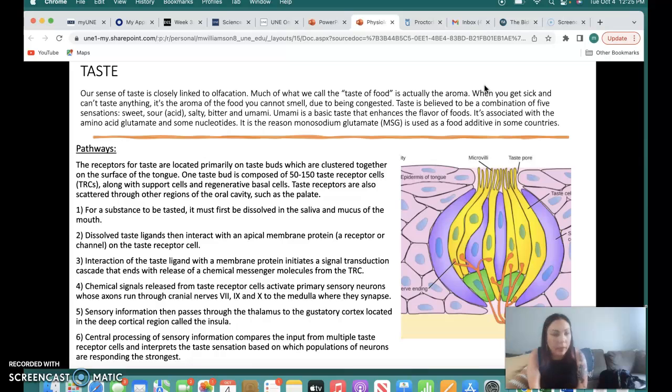So now we'll talk about the pathways. The receptors for taste are located primarily on taste buds, which are clustered together on the surface of the tongue. So this is the surface, the epithelium, epidermis of the tongue, and this is a taste bud.